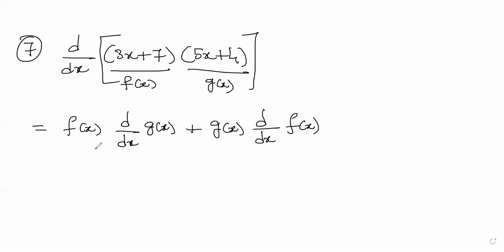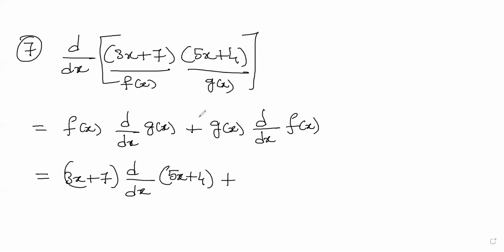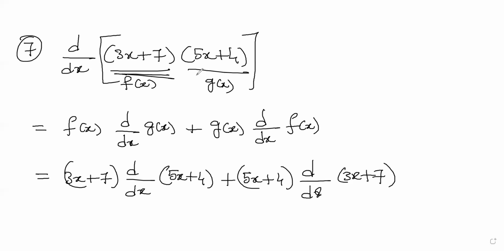This is what we had to do. Now what is f of x? That is 3x plus 7, and the derivative of g of x, that is d by dx of g of x, that is 5x plus 4, plus g of x, which is 5x plus 4, into the derivative of f of x, that is d by dx of f of x. Here we assumed it as 3x plus 7. You have to assume like this first. The first part you assume as f of x, the second part you assume as g of x. So that's how you do.